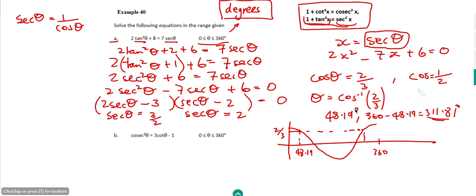And if we then look at the solutions for the half, if we do theta is cos minus 1 of a half, then that gives us 60 degrees. And using the same process, take that away from 360 because we've got this point here is 60. Well, if we project it across, we can see that it's the same distance from 360 in the opposite direction. So it's going to be 360 minus 60, which is 300. So these are our solutions in that range.